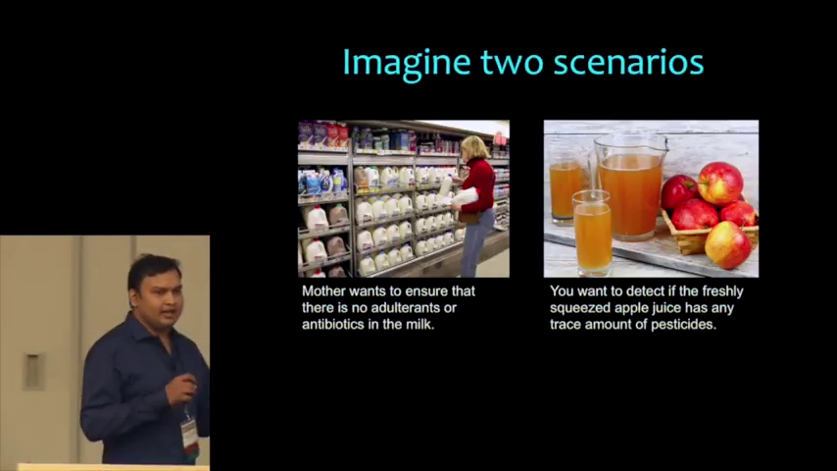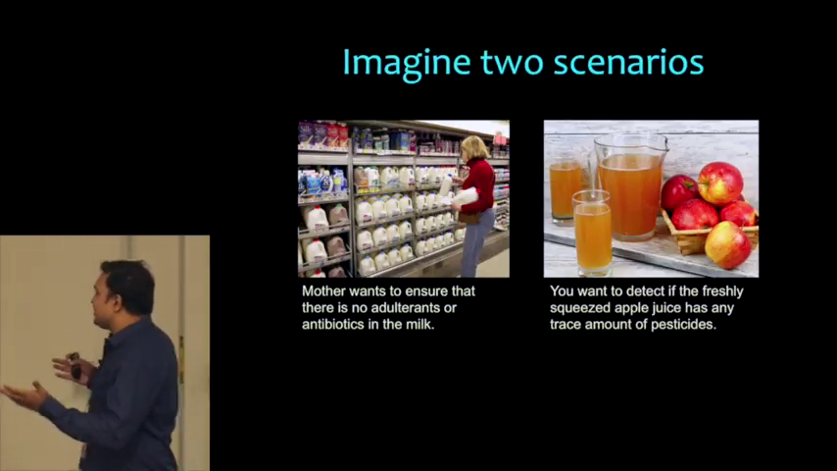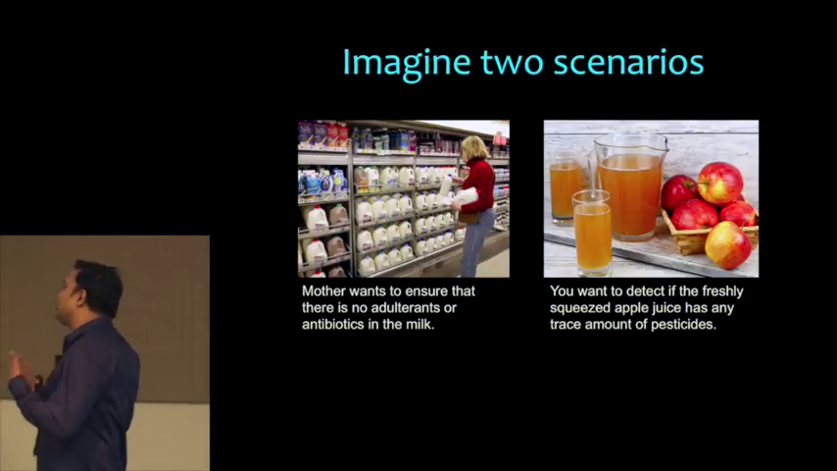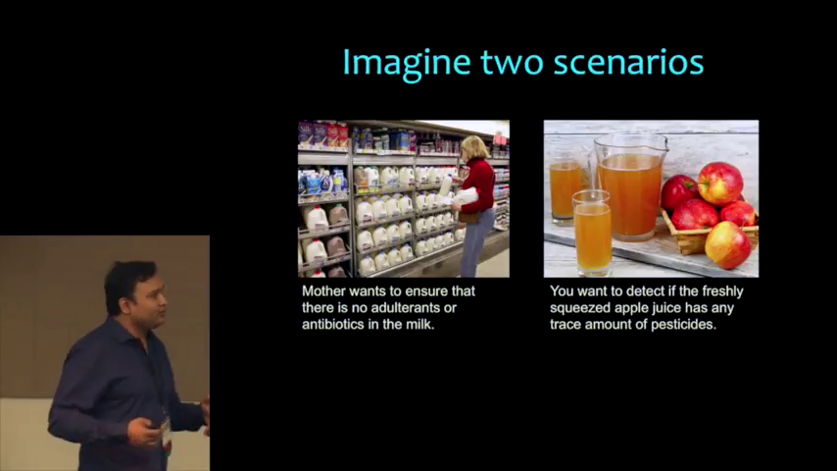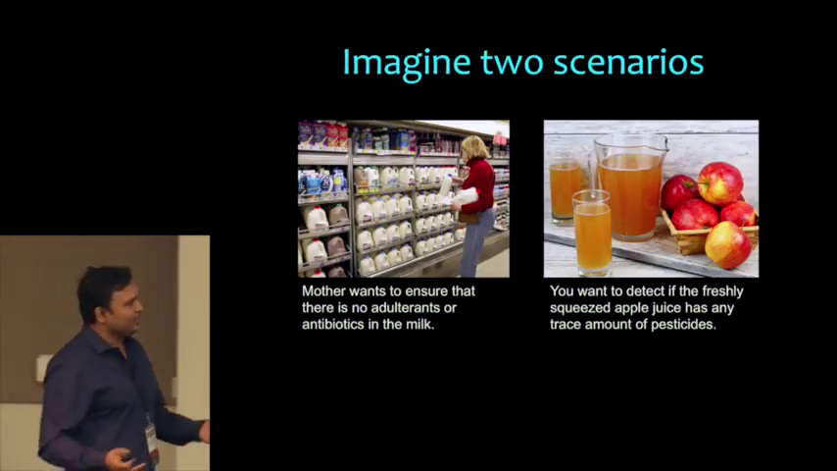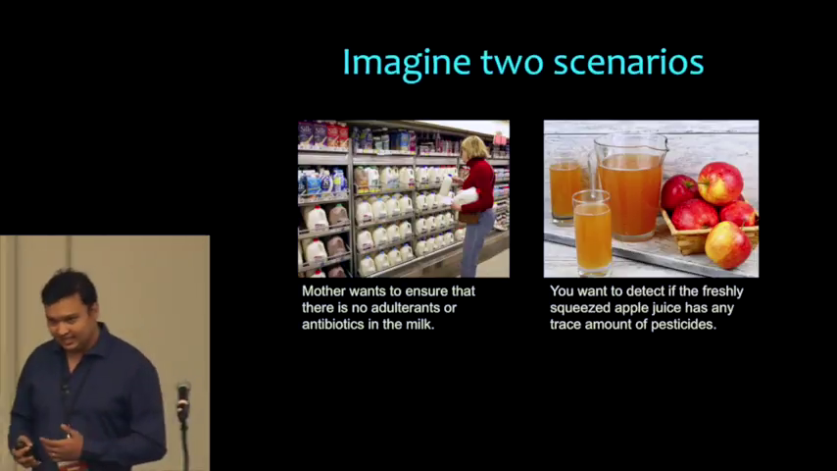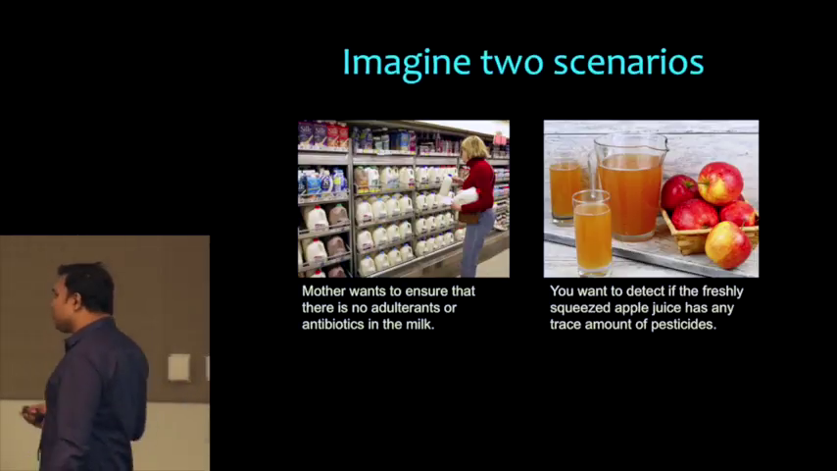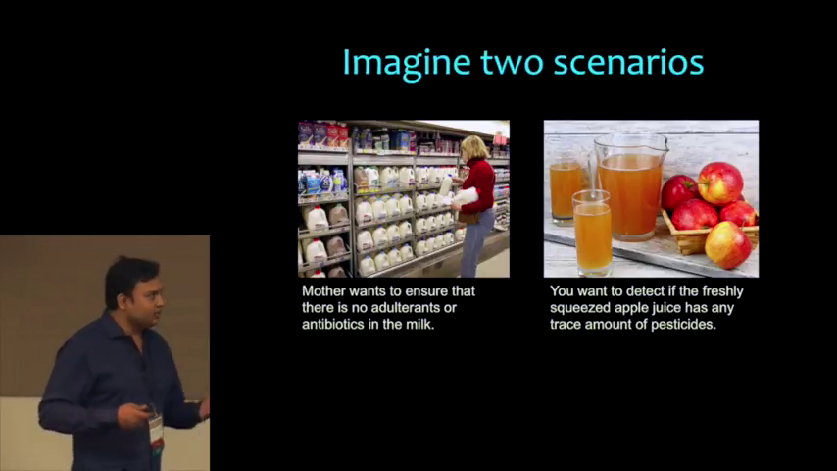I'd like to elaborate this point a little bit more with two examples. Imagine on the left side you can see that a mother went to the grocery store to pick up milk. She may want to ensure that there are no adulterants or antibiotics in the milk. On the other hand, you may have just served yourself a freshly squeezed apple juice and want to make sure that there is no trace amount of pesticides inside that homemade juice. In both of these scenarios, a liquid food characterization unit could be really useful.